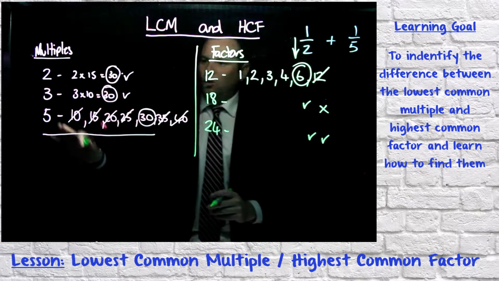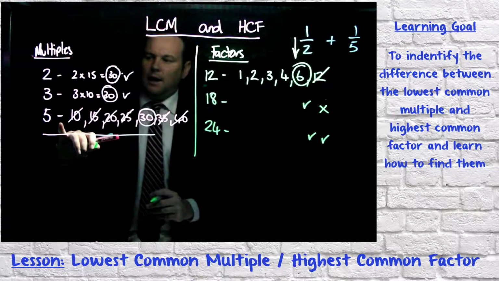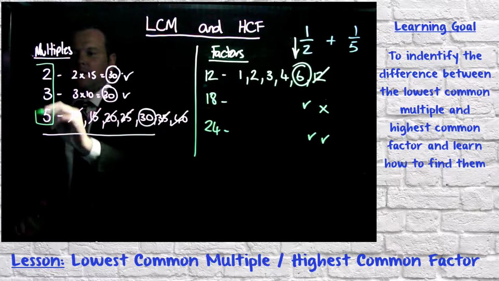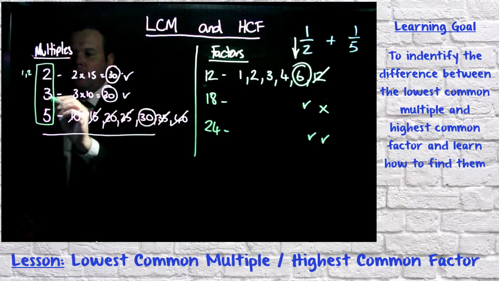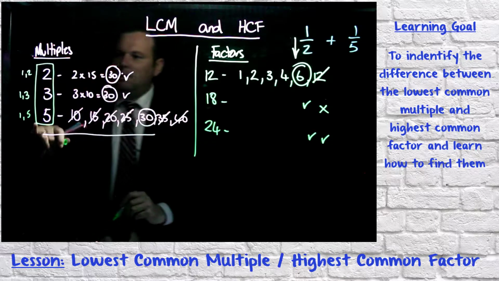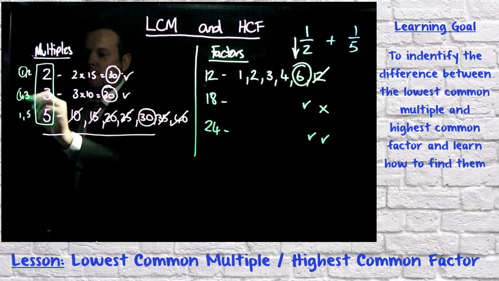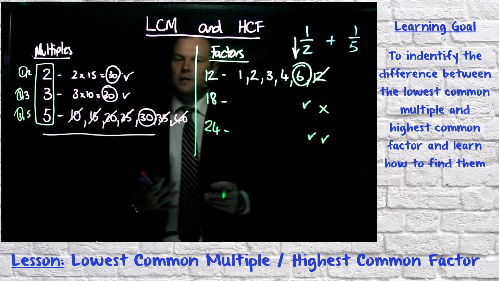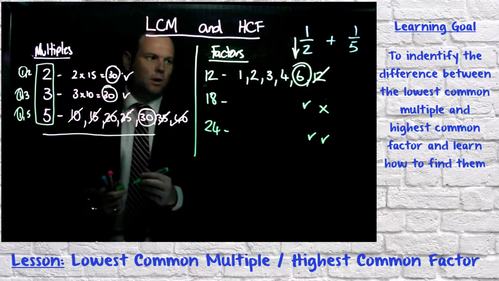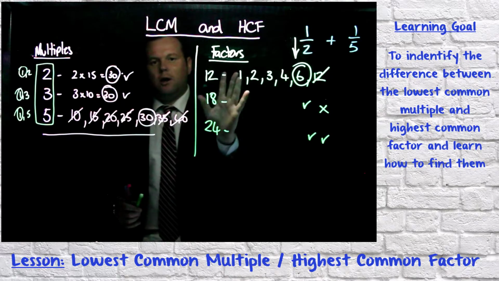Now, if I was to have a look at something like these numbers here, and find the highest common factor for these, well, obviously this one is 1 and 2, this one here is 1 and 3, and this one here is 1 and 5. My highest common factor for this set of numbers is 1. So sometimes your highest common factor could be 1. It could be 2, it could be a smaller number as well. So that's how we work out lowest common multiple and highest common factor.